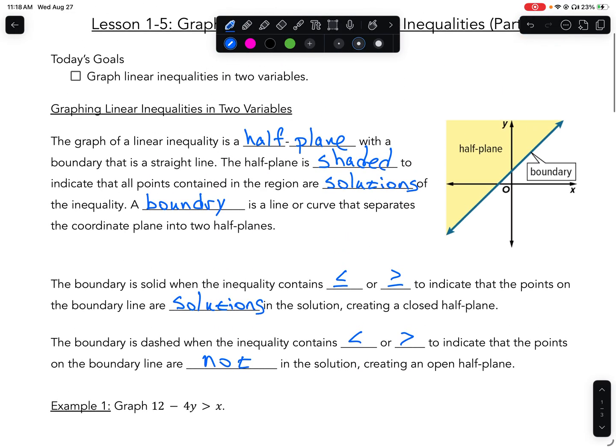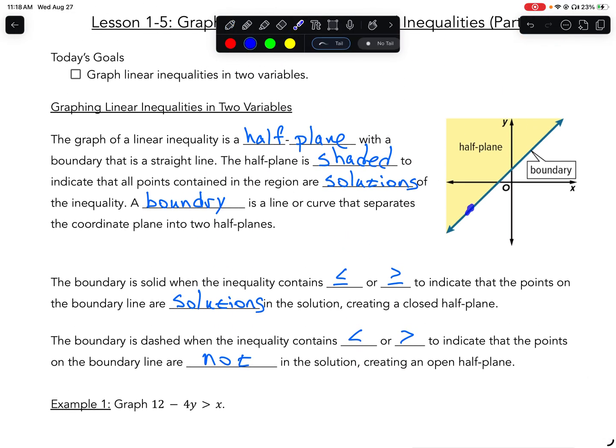Right, so if this line up here were a dotted line, that means ordered pairs that were here, here, or here would not be included, because the dotted line means that it's every part in the shaded region that's less than the line.